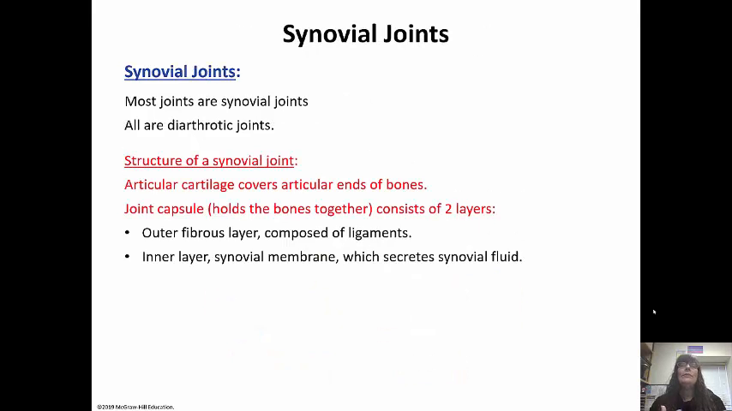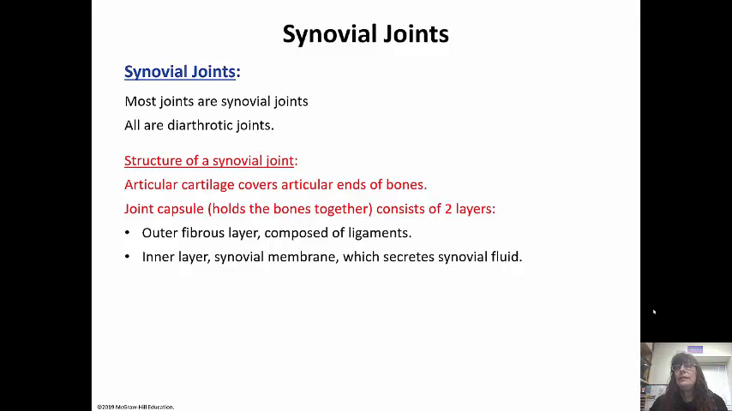Synovial joints are most of the joints in the body. All of these are diarthrotic joints, so they provide mobility. The structure of a synovial joint is very important. The articular cartilage is going to cover the ends of the articular bones. And the joint capsule is what actually holds these bones together.